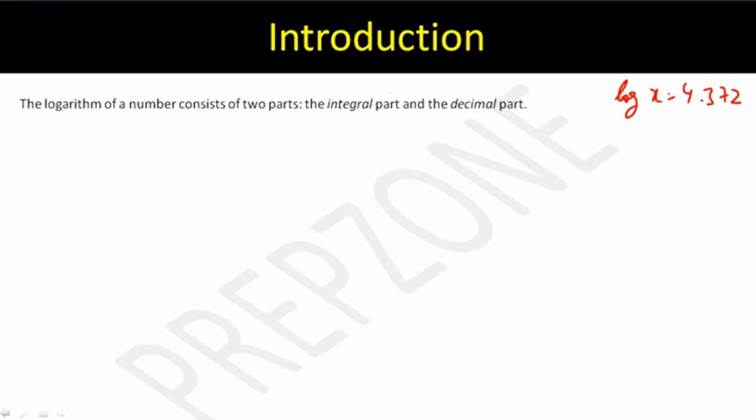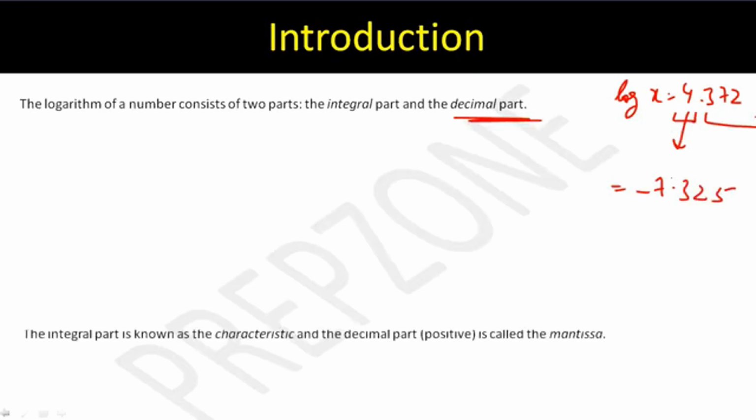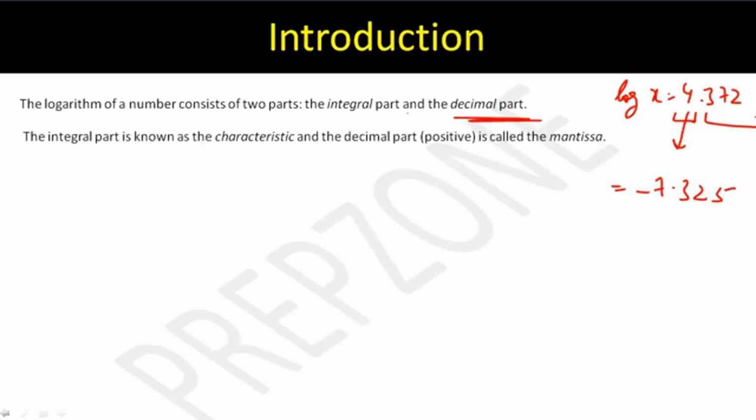So the logarithm of a number consists of two parts. One is, of course, the integral part, and the other is the decimal part. Here it can be negative as well, minus 7.325, and so on and so forth. So guys, the integral part is called the characteristic, and the decimal part is called the mantissa.